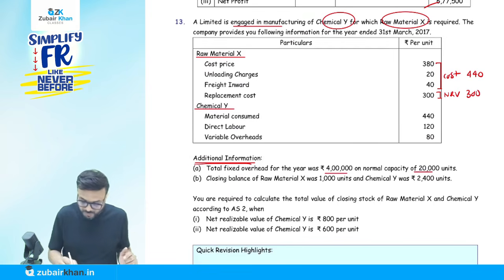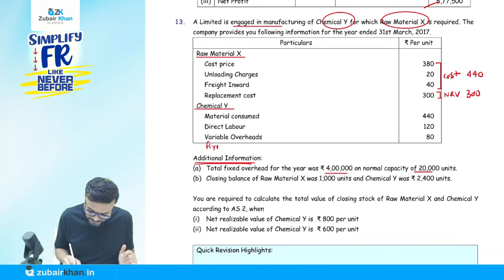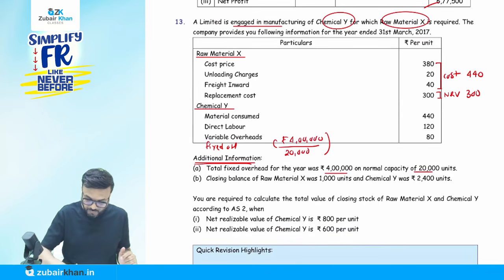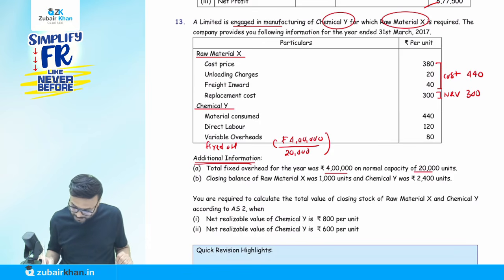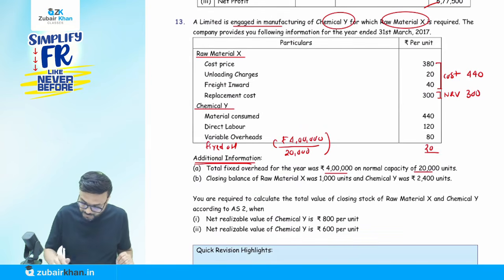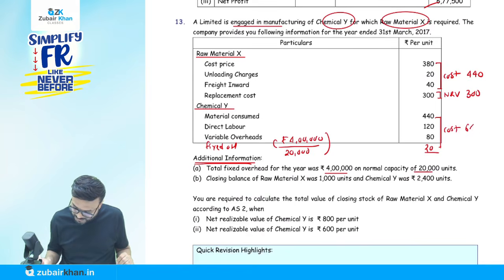Normal capacity is given. So one more thing will come here, fixed overheads. That is, the 4 lakh total amount divided by normal capacity. They have not given anything for actual and comparison, so just 4 lakh. I say, so simple. 4 lakh divided by 20,000 will come to 20. So this will be the total cost here. How much is the total cost? 440 plus 120 plus 80 plus 20. Very simple. This is the total cost. How much is the cost of finished goods? 660. Now we have to compare it with the NRV, then we can find it out.